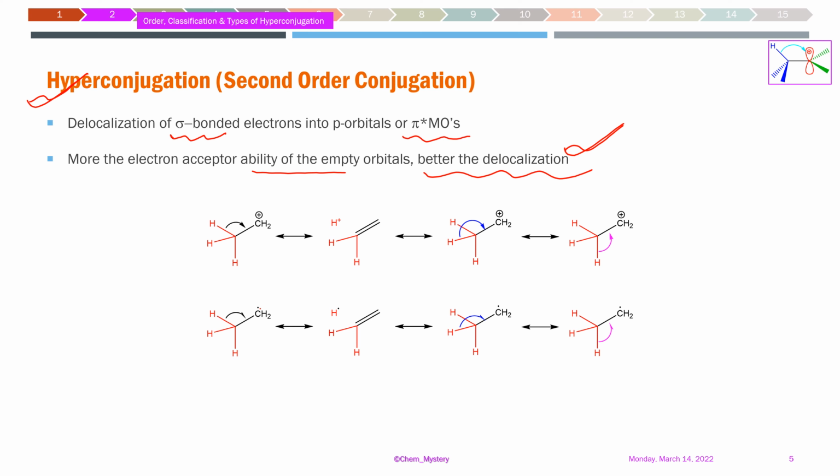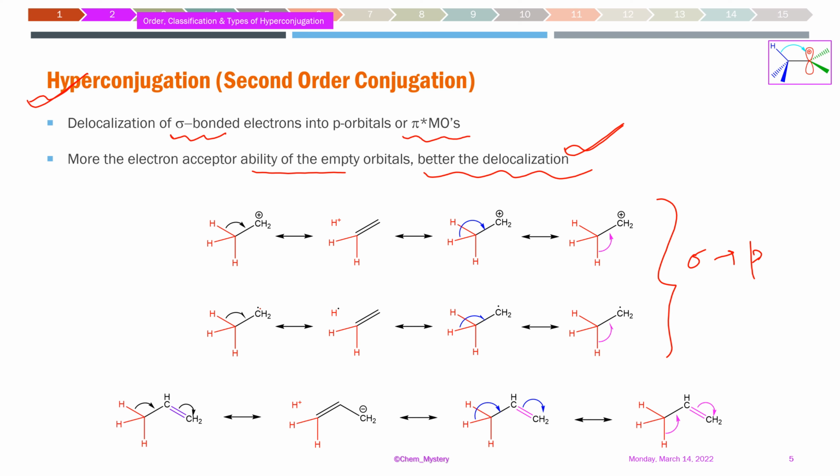The next case is where sigma bonded electrons are going into the pi star antibonding molecular orbital. That kind of conjugation is also considered as normal hyperconjugation or second order conjugation. That's the case we are considering right now.